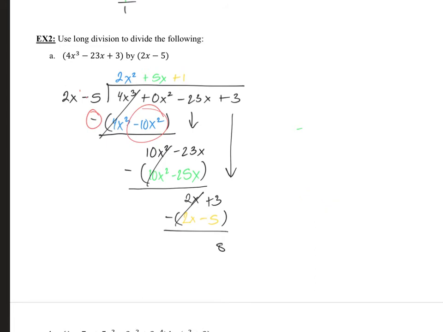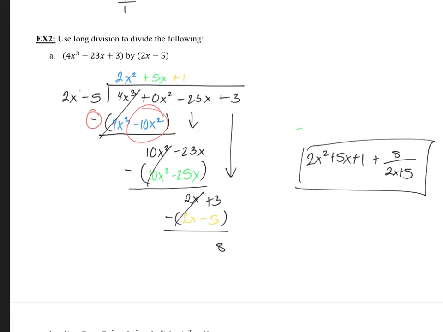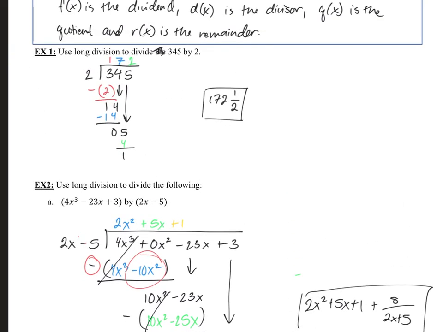How would we write our answer? Well, the answer would be 2x squared plus 5x plus 1, and then we have a remainder over the divisor, just like above how we had the fraction.